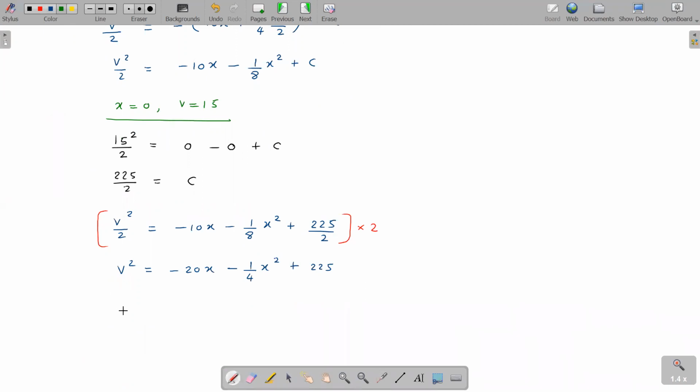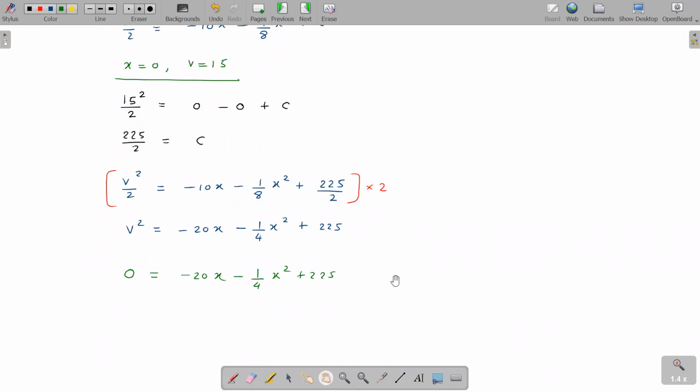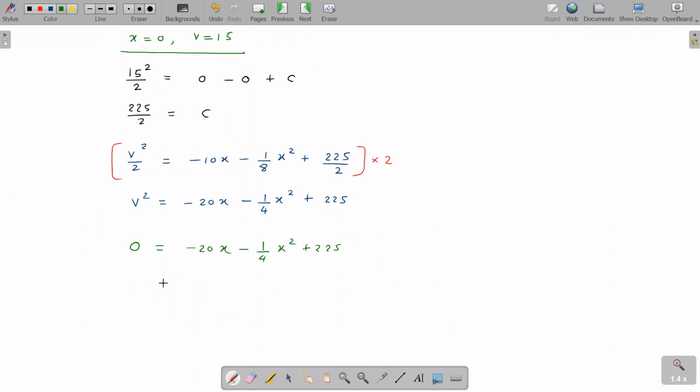So making v 0: minus 20x minus 1 over 4 x squared plus 225. Then you can see it's a quadratic equation. You have to solve the quadratic equation and get, I think you'll get 2 x values, isn't it? Because it's a quadratic equation. Solve it, get the 2 x values.